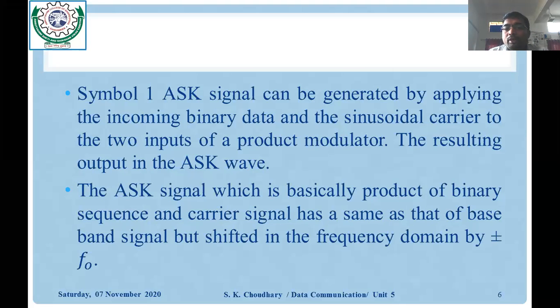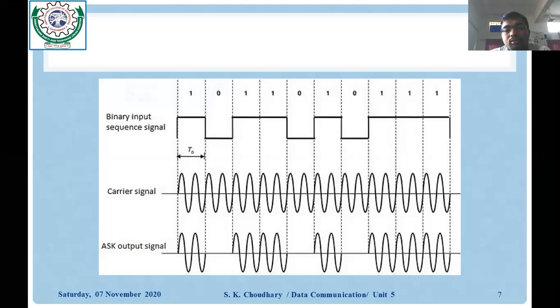So the ASK signal, which is basically a product of the binary sequence and the carrier signal, has the same shape as that of the baseband signal, but shifted in the frequency domain by plus minus f0. Okay. So the frequency and phase would not be changed, but practically it would be shifted a little bit because of the limitations of the equipment. It would be shifted a little bit by plus minus f0, but actually only the amplitude of the signal would be modified. Okay. So you can see this waveform, that is of the ASK.